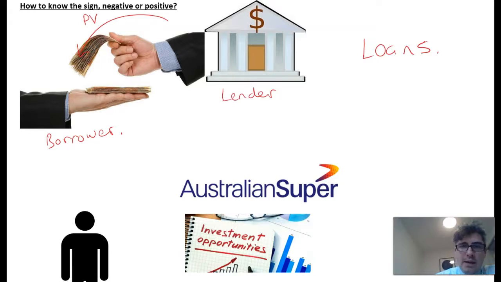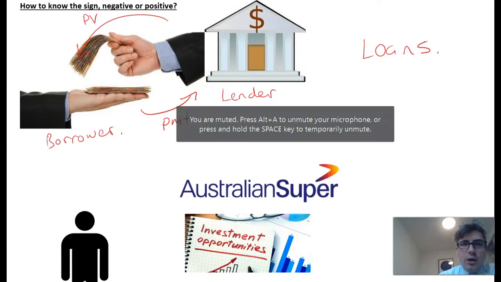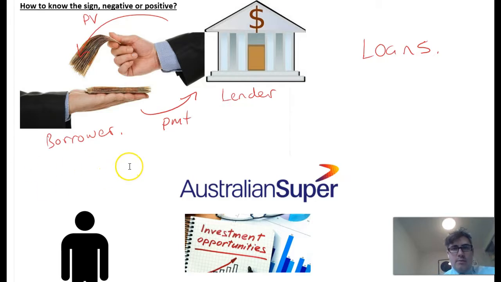If it's leaving, which the borrower then pays back the loan with these payments gradually, that would be negative because it's leaving the borrower, back to the lender. So you're always looking from the perspective of the little person, the borrower or the investor, not the bank. So you can see here that you'd end up with PMT being negative, and you'd end up with PV being positive.